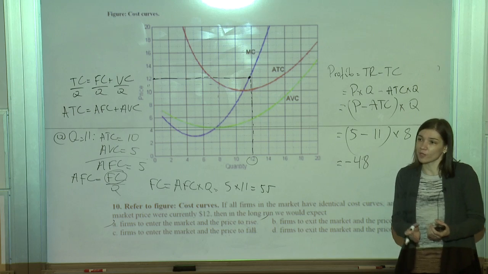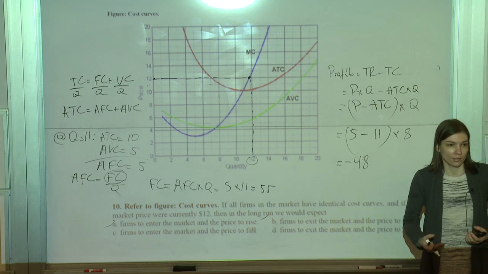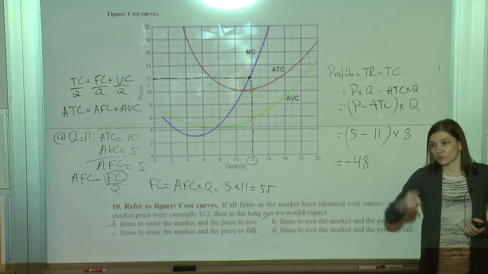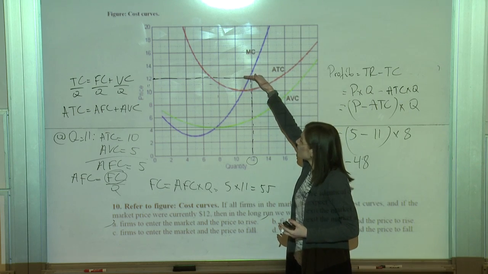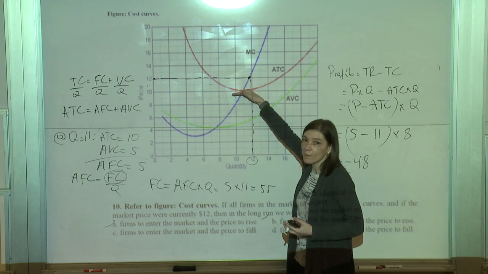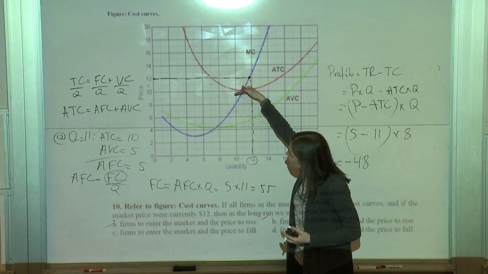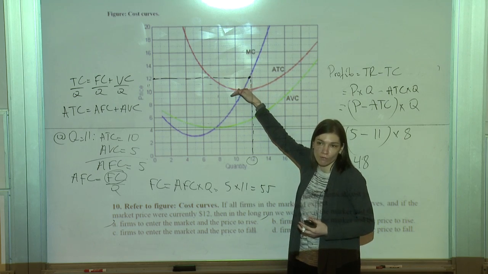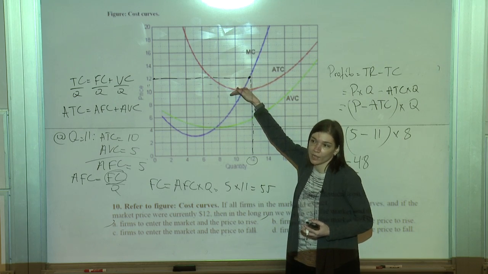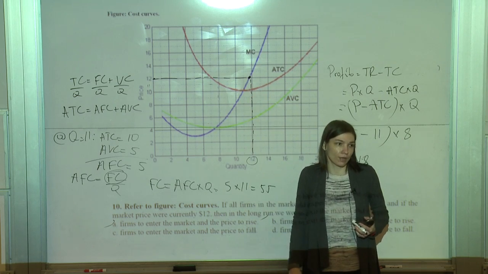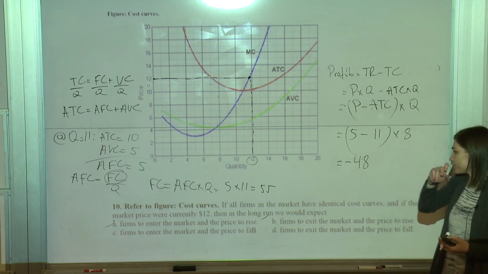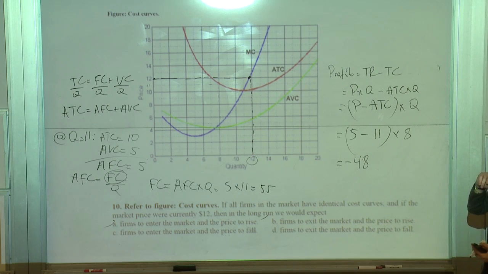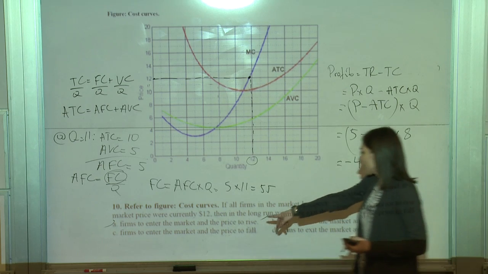As more and more firms enter the market, supply increases. When supply increases, the price goes down, right? So firms are going to start entering, and they're going to drive the price down until it reaches 10, which is where profits are 0. Then again, nobody has an incentive to either enter or exit. And that will be the answer: firms would enter, and the price will fall.